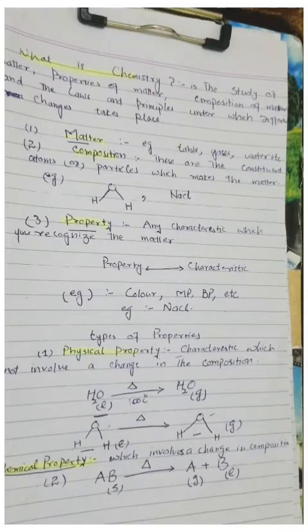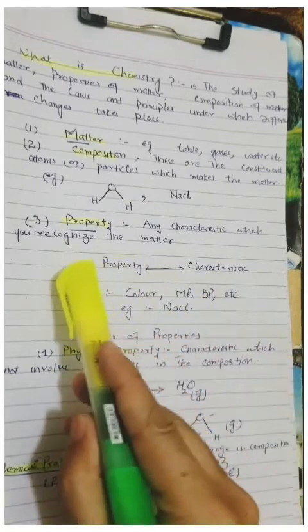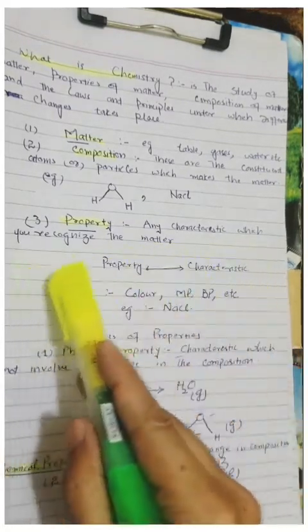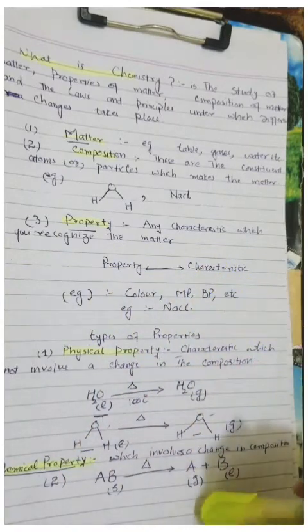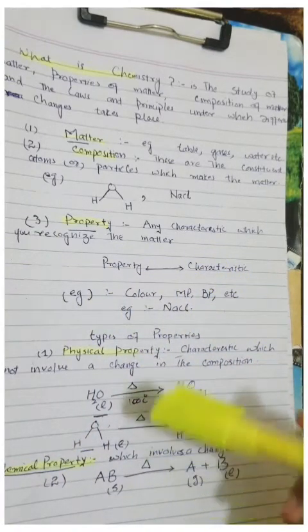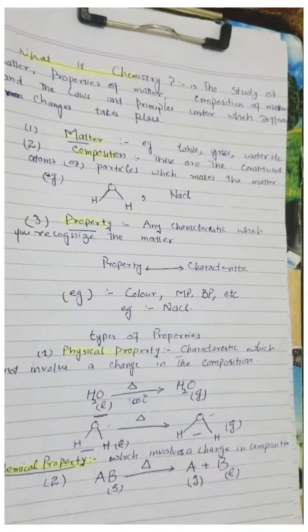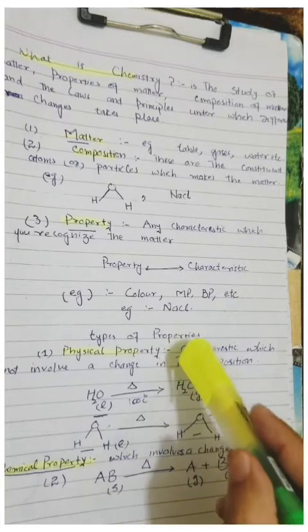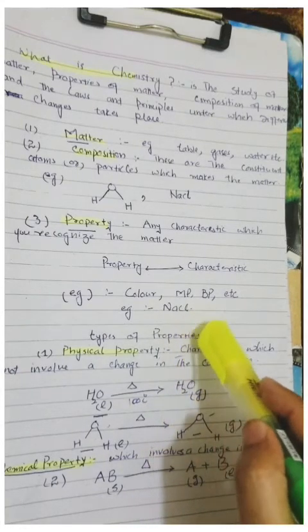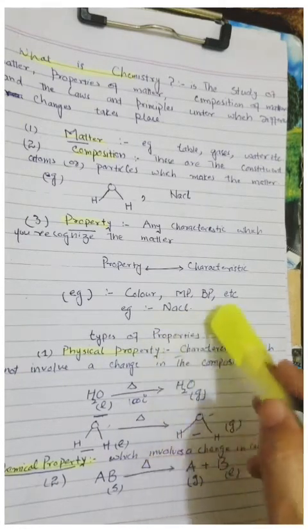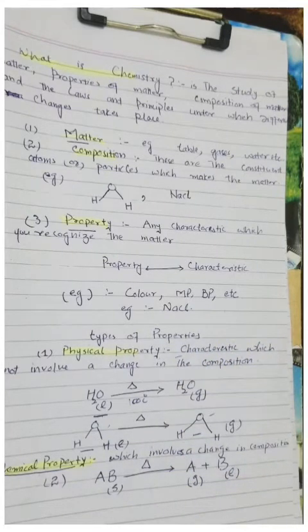Okay, the third one is property. What is property? Any characteristic which helps you to recognize the matter is called property. I think property and characteristics are two different names for the same thing. Here I have an example, and now I will explain it with the help of the example.